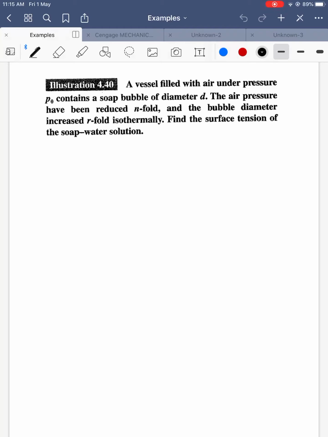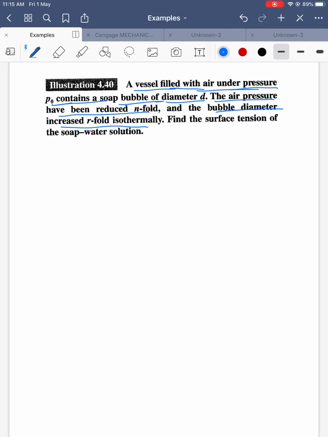Okay students, we are going to continue the problems on pressure. A vessel is filled with air under the pressure P0. A soap bubble has how many surfaces? Two surfaces, of diameter d, and the air pressure is reduced n times, n folds, and the bubble diameter is increased by r folds.